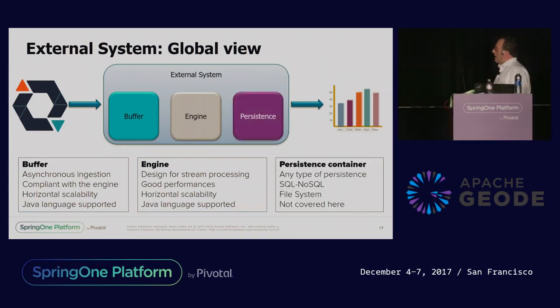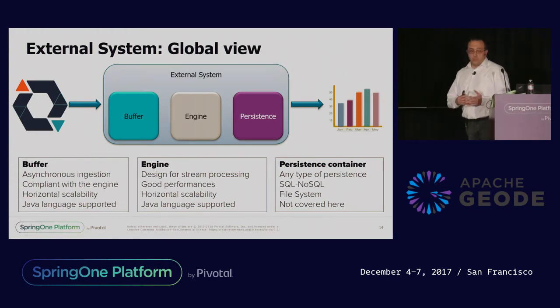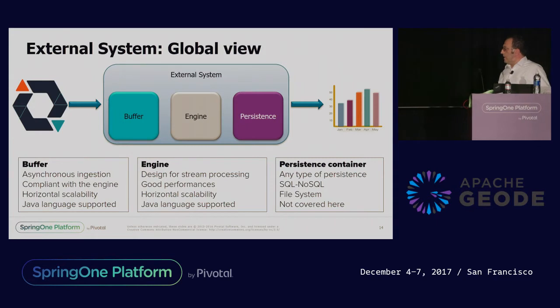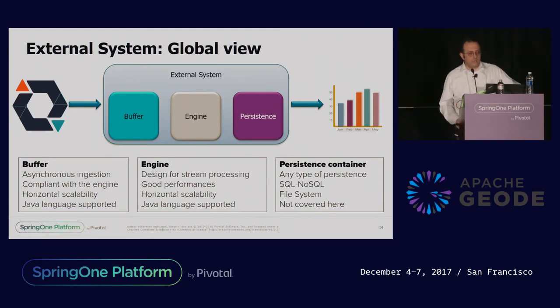The third element is a persistence container. The persistence container stores the information coming from the engine, and it could be any type of persistent system: SQL, NoSQL, file system, and so on. We have no time today to cover this part of our external system.